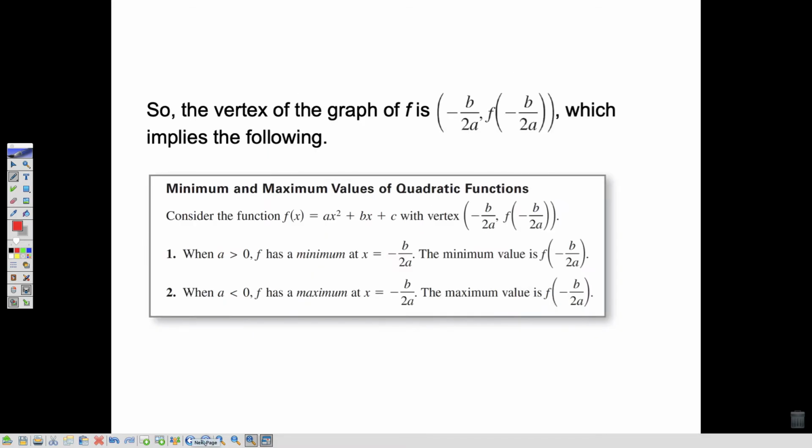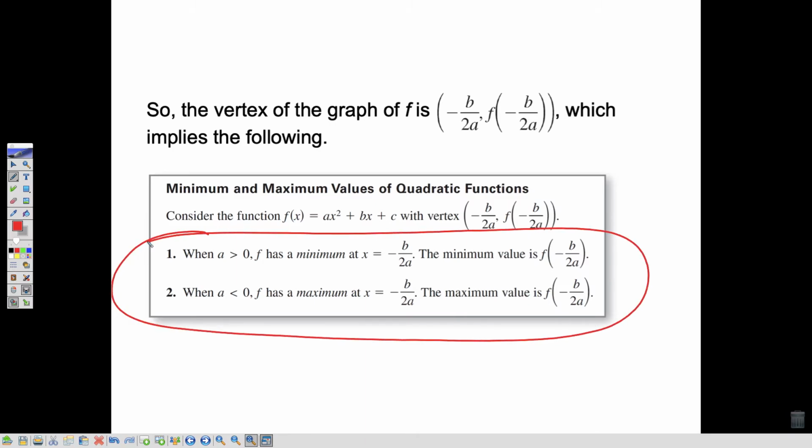And it's right here. It's all this. And then I want you to look right here. It says when A is greater than 0, so that means it's positive. It opens up. I have a minimum. So I have a minimum at negative B over 2A.